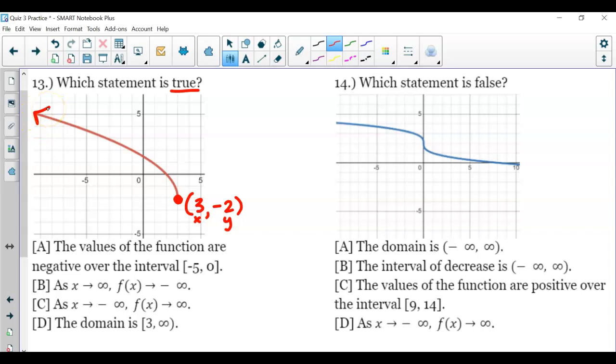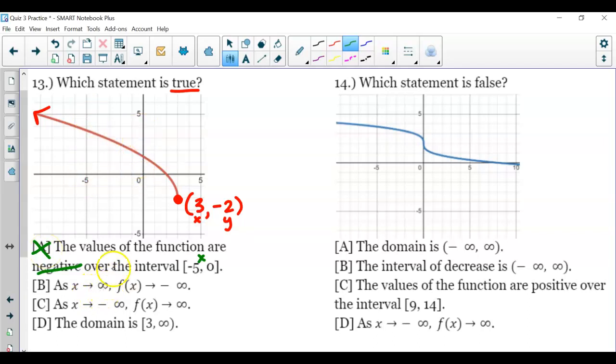So here, the values of the function are negative over the interval negative 5 to 0. Remember, interval is x values. So from negative 5 to 0, which means I'm looking at this portion of the graph. Well, what are those values? Well, if it's above, that makes them positive, not negative. So A is false. Remember, we're looking for true. So let's keep going.